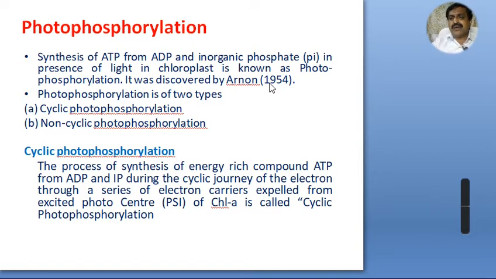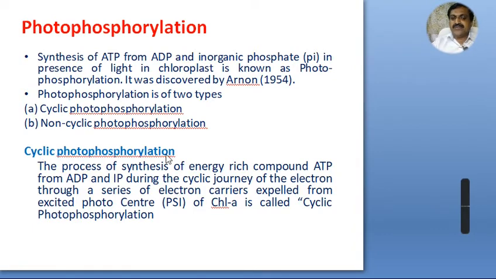See, photophosphorylation takes place in two different stages. One is cyclic photophosphorylation, the other one is called non-cyclic photophosphorylation. In both cases, ATP is formed. The reactants for formation of ATP are only the ADP and Pi, inorganic phosphate. So one ATP is formed during the cyclic journey of the electron, that is called cyclic photophosphorylation. The other ATP is formed during the non-cyclic journey of the electron, that is called non-cyclic photophosphorylation.